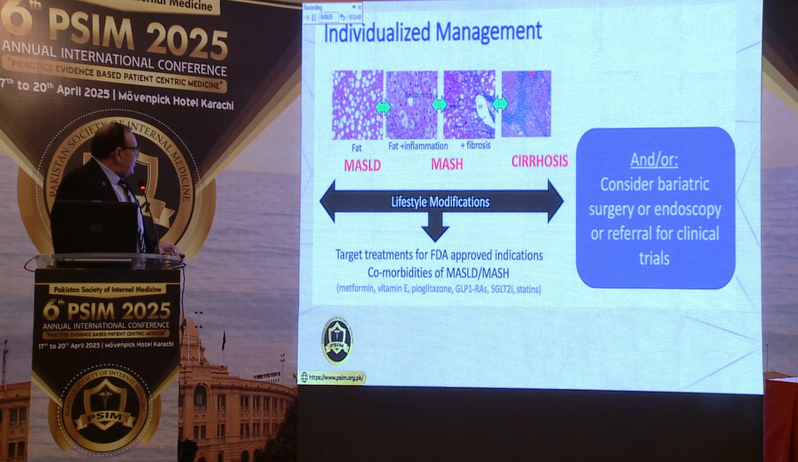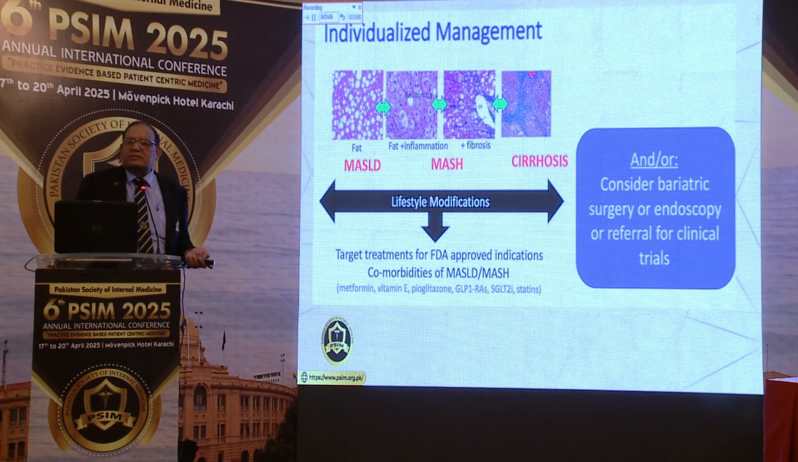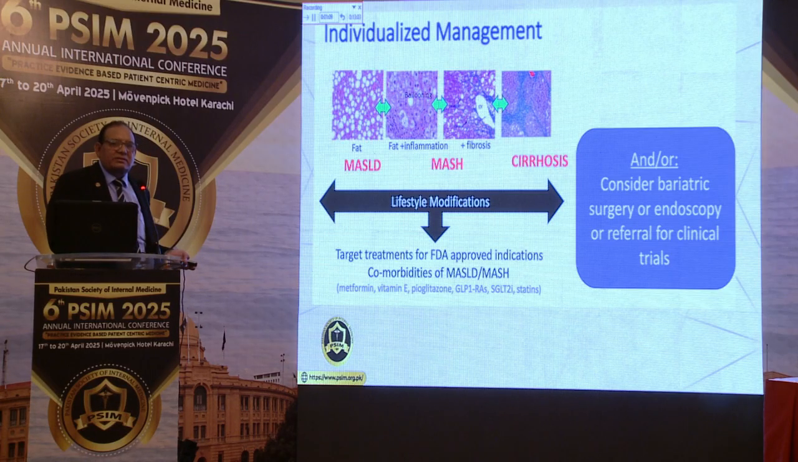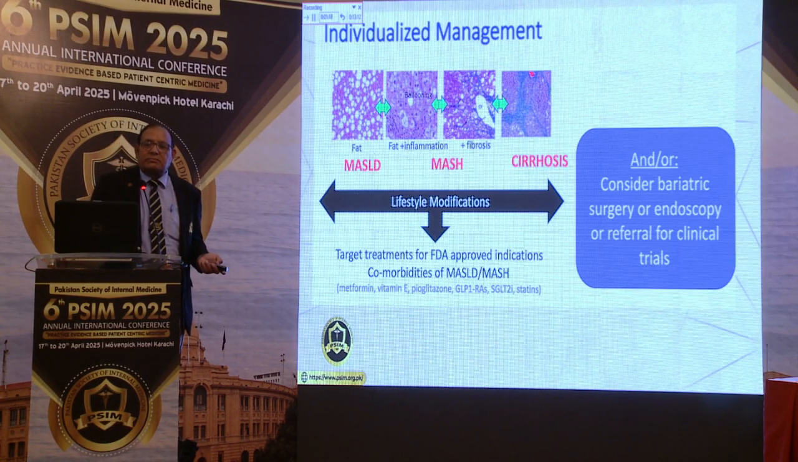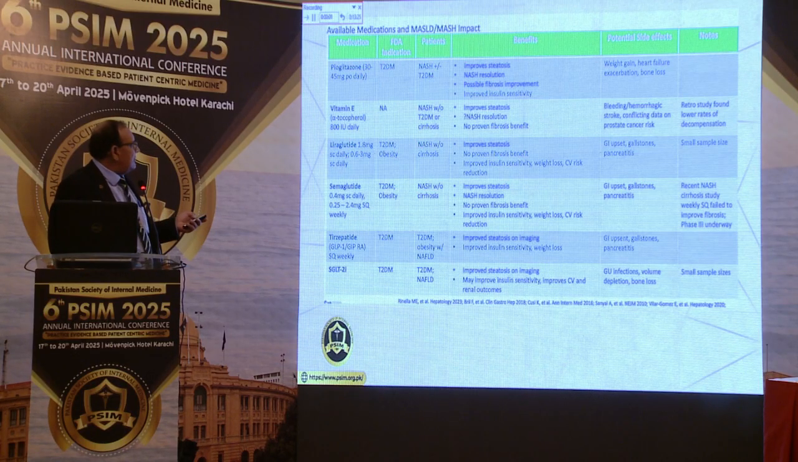So targeted treatments for FDA approved indications or comorbidities are like metformin. We all know it is a universal drug and always increases insulin sensitization. It's a very good drug. Then vitamin E, pioglitazone. It is also an insulin sensitizer, but in obese patients it can cause weight gain, so it can be avoided. Then GLP-1 receptor agonists, SGLT2 inhibitors and statins. All these drugs can be tried. These are the drugs we all know.